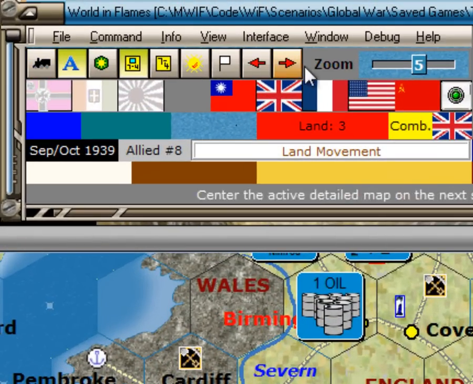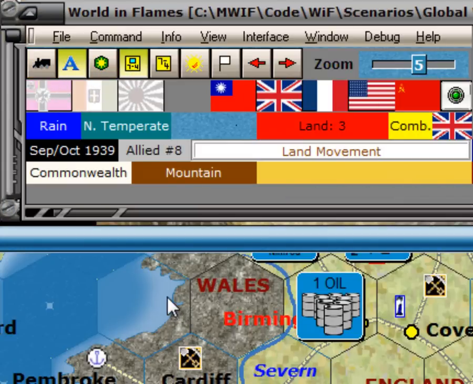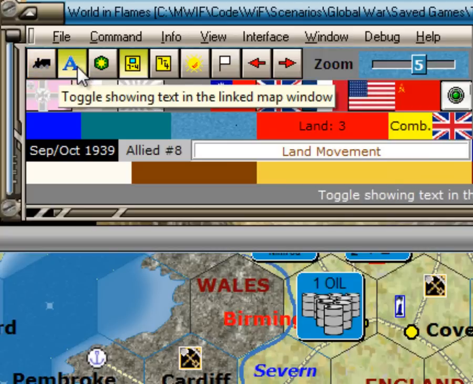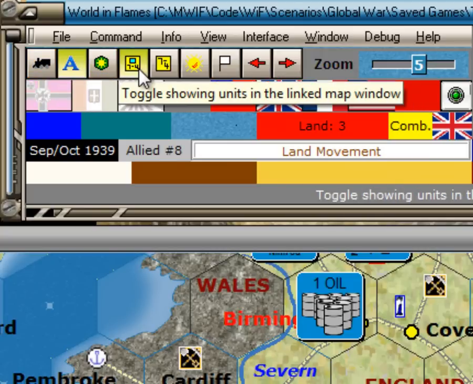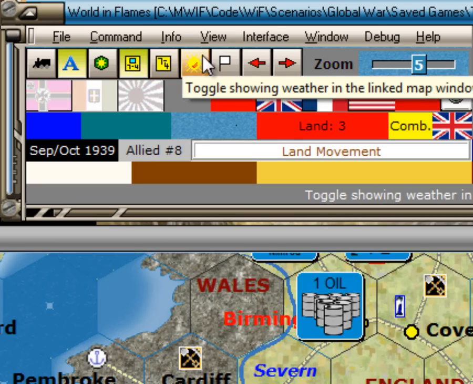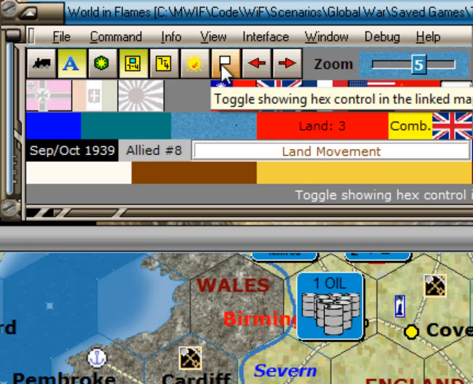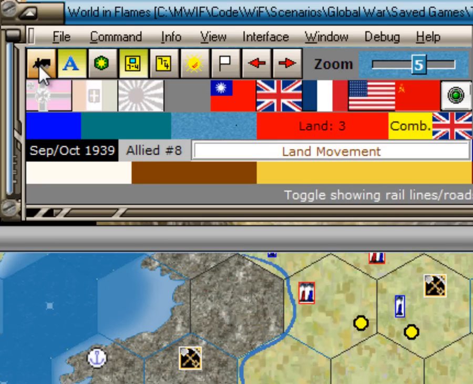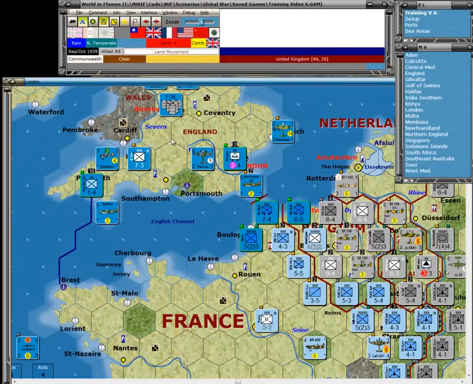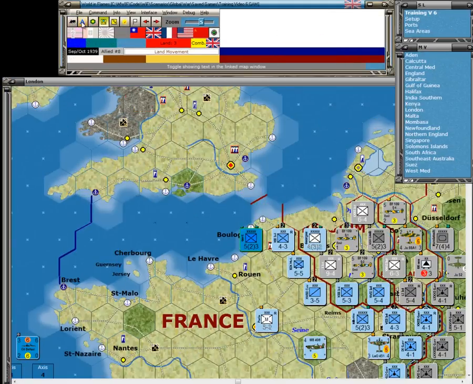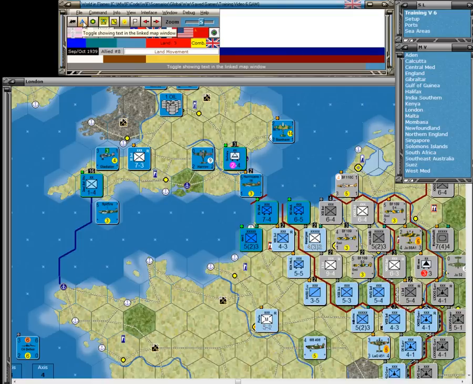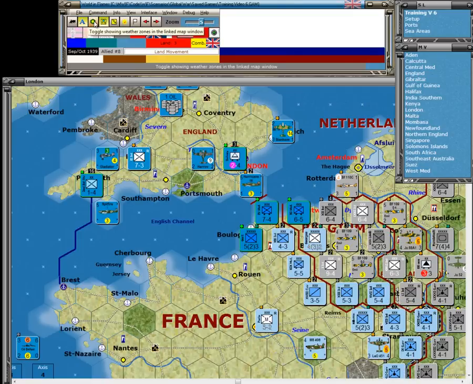Now I want to run through the various buttons and the flags and these panels. These 8 buttons over here relate to the detailed map. So we have railroads, labels, weather zones, units, unit resolution, weather overlays, and hex control. If you click on the railroads, all the railroads disappear from the map. You click on it again, and they're back. If you click on the letters, all the labels disappear from the map. A second time they come back.